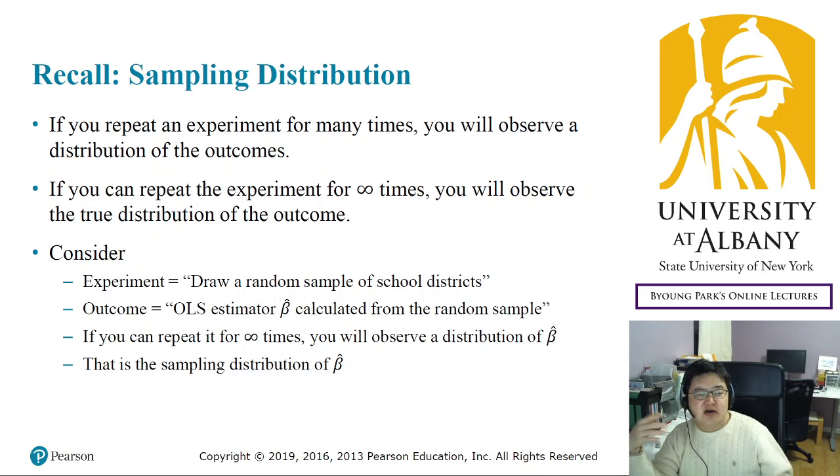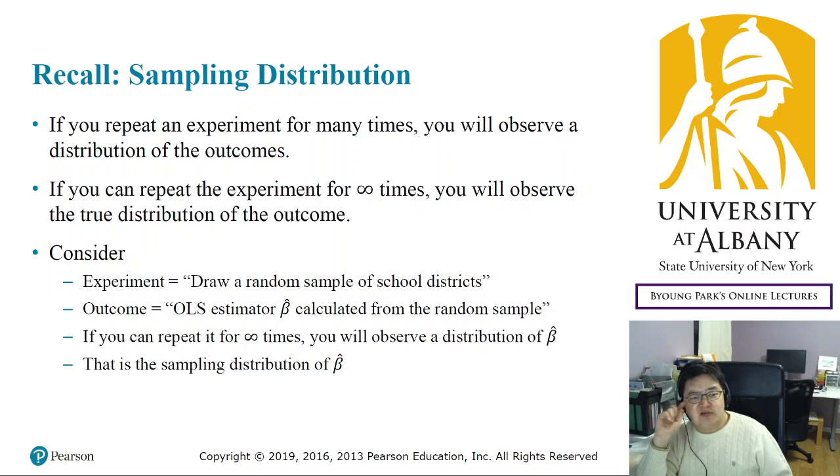And conceptually, if you can repeat the experiment an infinite number of times, you can observe the true distribution, right? The true distribution of the outcome is available if you could repeat the experiment an infinite number of times. Of course, it's not possible in reality, so it's purely conceptual, a mathematically hypothetical object. We are going to do something similar here.